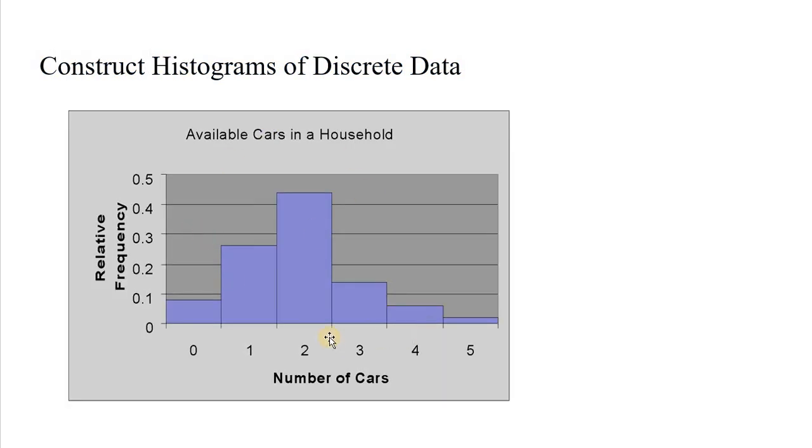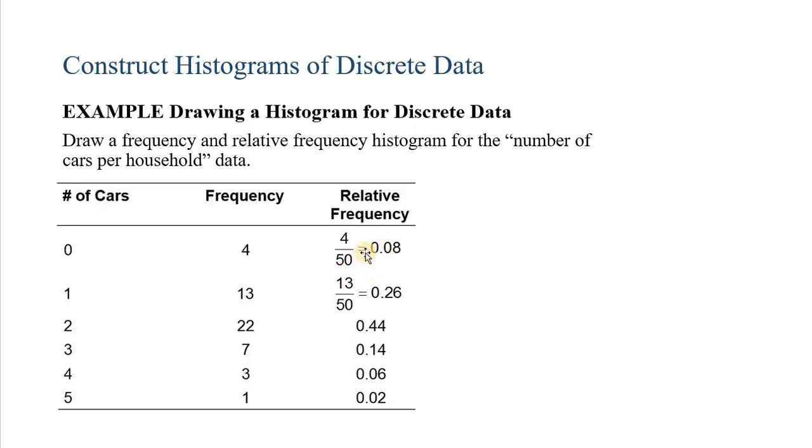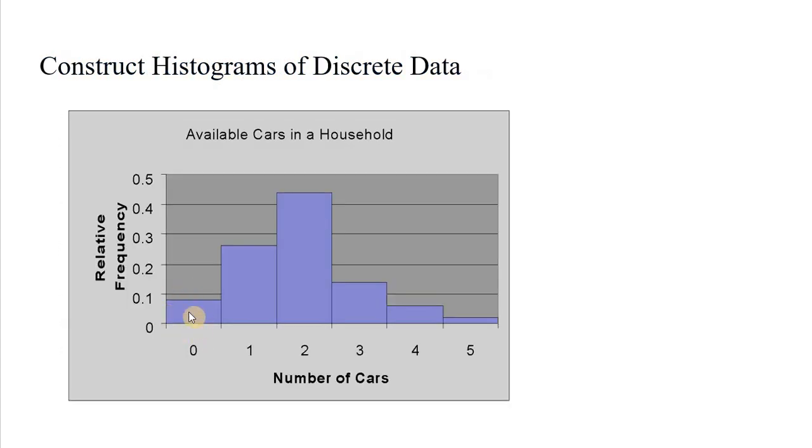In this example, you see the same exact thing. The difference here is the height of each rectangle is the relative frequency, or the percentage, you could say basically, or the probability of that category. So for example, if you look at the table, you'll see that the relative frequency of the first class, 0, is 0.08, represented in this height.